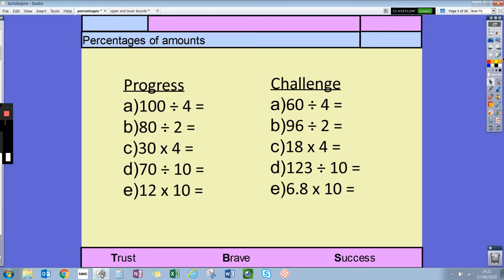Okay, so in order to calculate percentages of amounts, we need to be quite confident with our division and multiplication. So there are 5 progress questions and 5 challenge questions for you to have a go at here. Pause the video and in a couple of seconds I'll give you the answers.